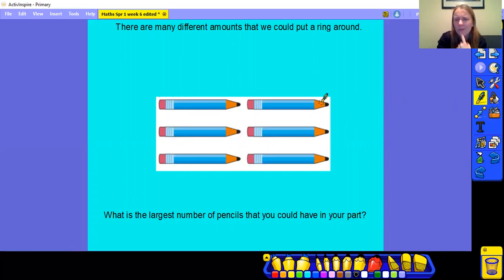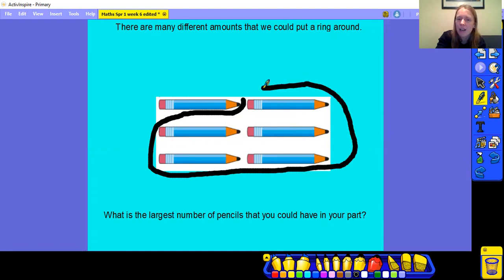We could have 1, but that's a really small number. We could have 2, well, that's still quite a small number. What about 3? It's a little bit bigger, but it's still quite a small number. What about 4? I think we can have a larger number than that. What about if we put a ring around 5 pencils? Is that what you said? If it is, well done. 5 is the largest number of pencils that you could have in your part.